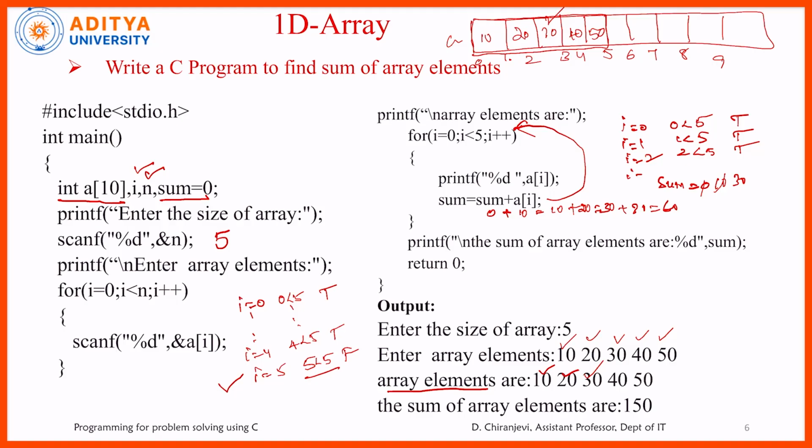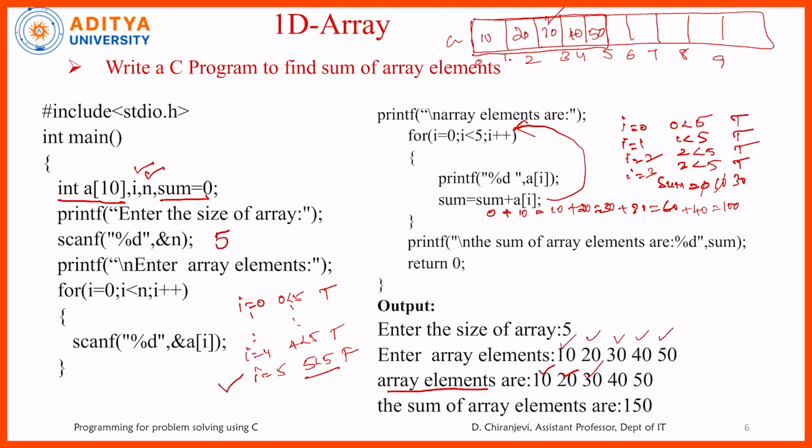After that again update the I value. The I value this time is 3, so 3 less than 5 is true. Now you are printing a of I, a of 3 value you will print. The sum value is already 60 plus a of 3 value, that is 40. So 60 plus 40, you update the sum value to 100.